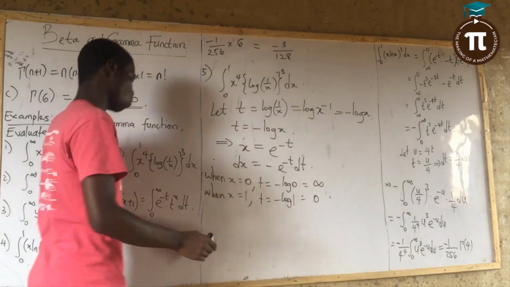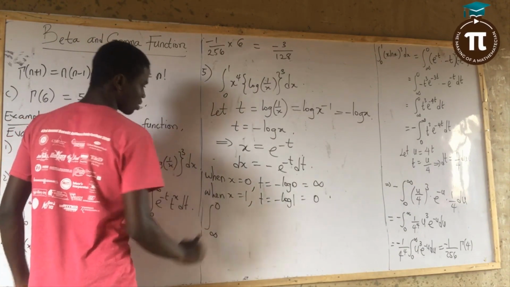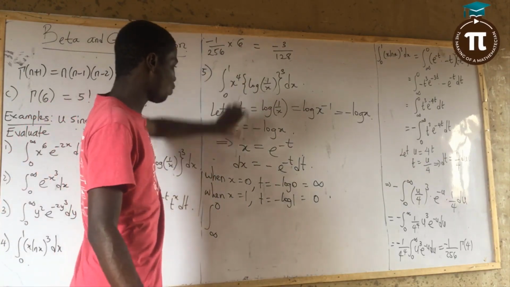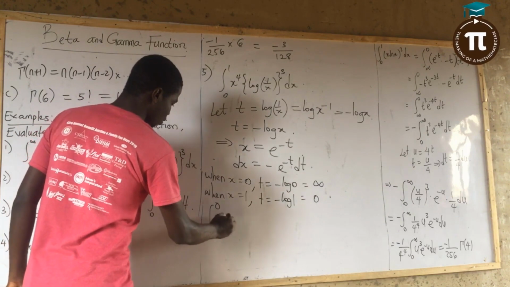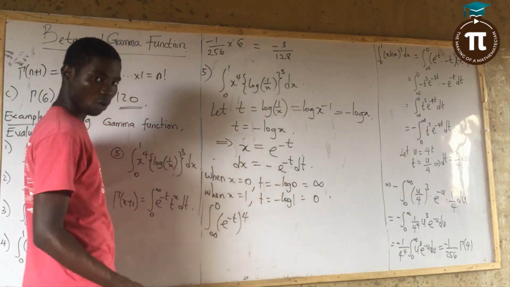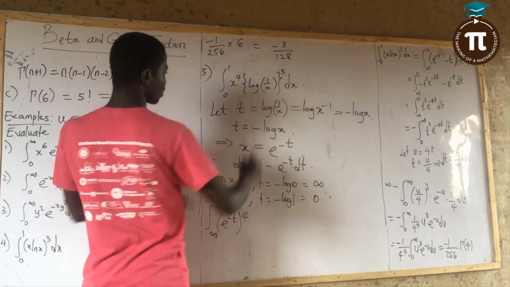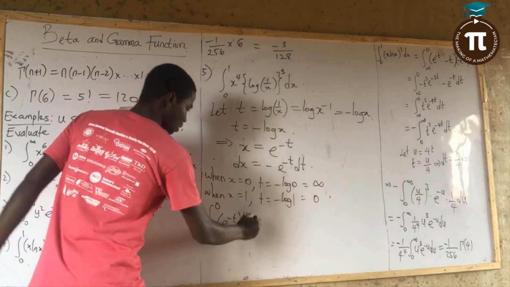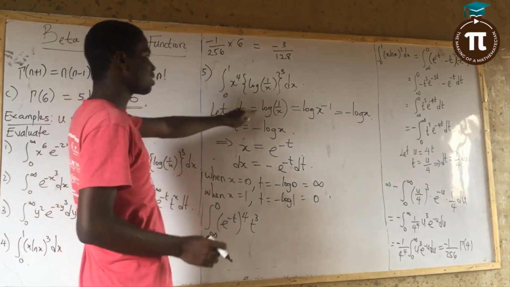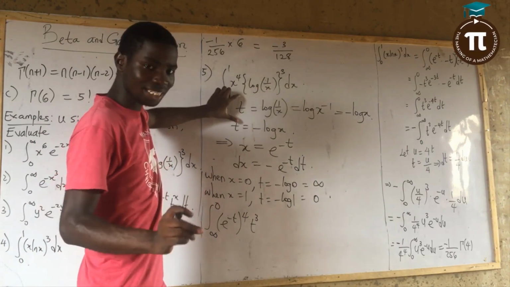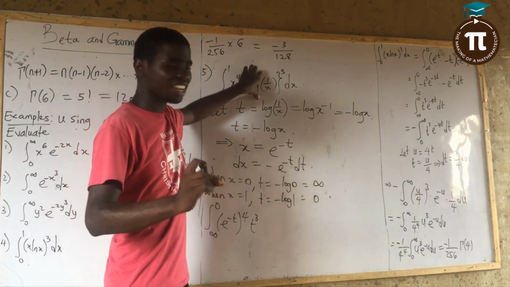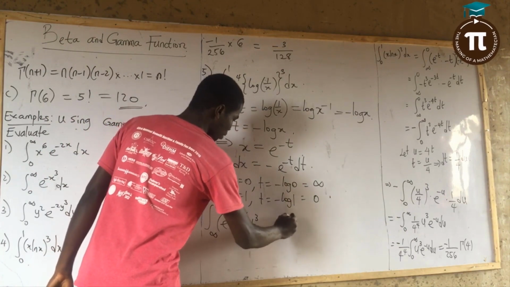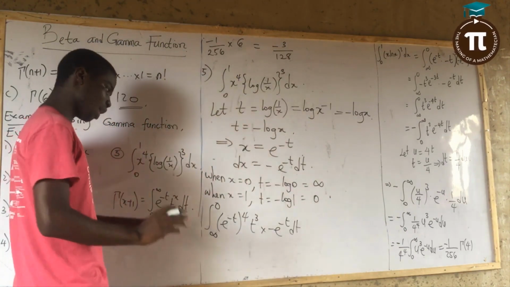So at the end of the day, this one will become the integral from infinity to 0, because when s is 0, t is infinity, and when s is 1, t is 0. From infinity to 0, x raised to power 4, this is e raised to power minus t multiplied by this one. Don't forget, t is log of 1 over x. That means everything in this bracket is t raised to power 3. So you can check it: log of 1 over x, everything in this bracket has been replaced with t. So this is t raised to power 3, and ds is multiplied by negative e raised to power minus t dt. That's what we are going to have.